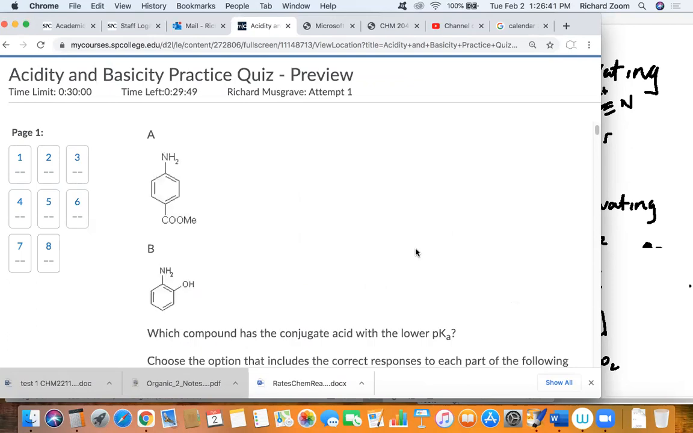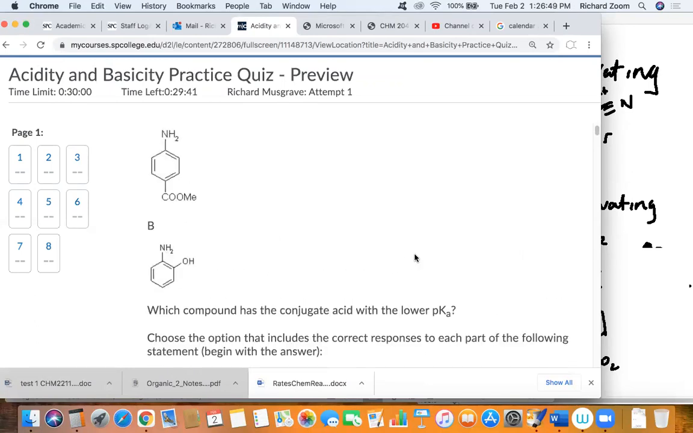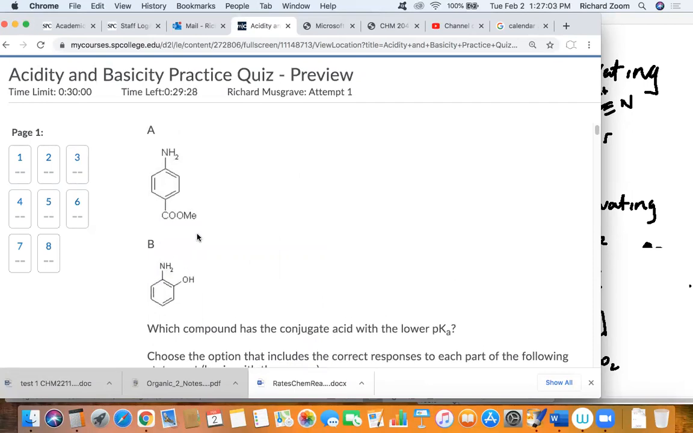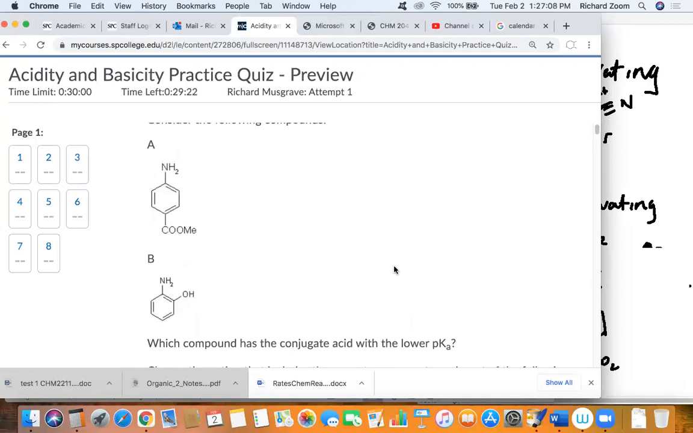Here we go. This is an example. Which compound has the conjugate acid with the lower pKa? There we go. So for that one, you want to concentrate on what this looks like with the H plus attached to it. So it'd be NH3 plus. This is deactivating on compound A and it's activating on compound B. And we're looking for the lower pKa, so the one that's more acidic, and that would be the one that has the deactivating group. So Julie, what you said earlier is true. Even in the case of conjugate acids, the deactivating group is going to increase acidity.